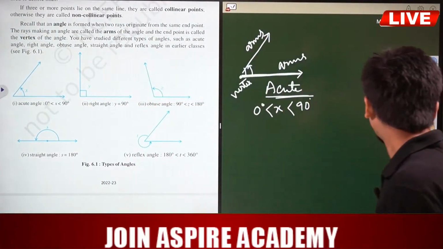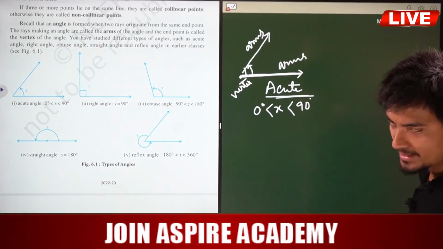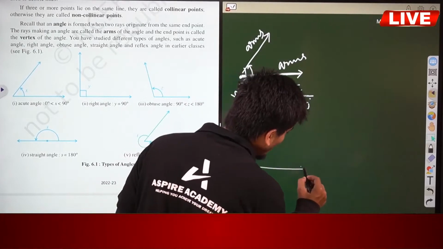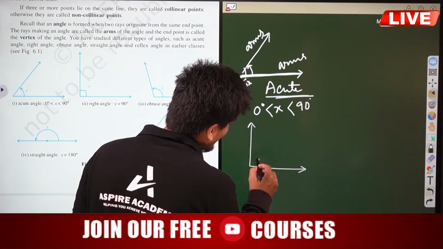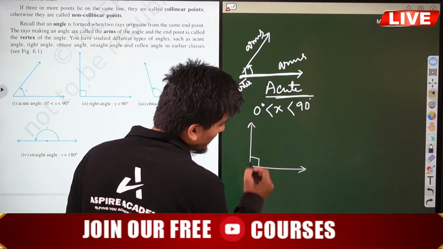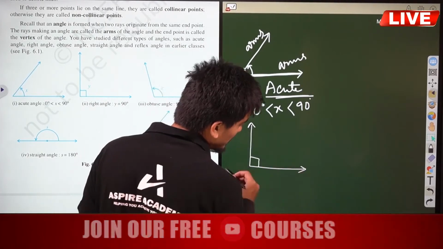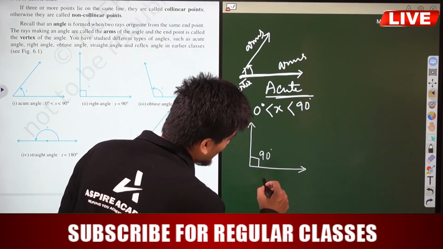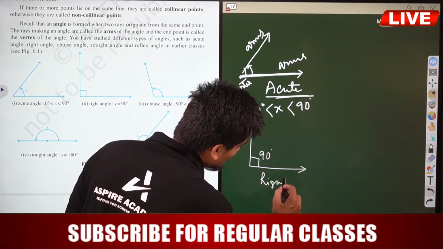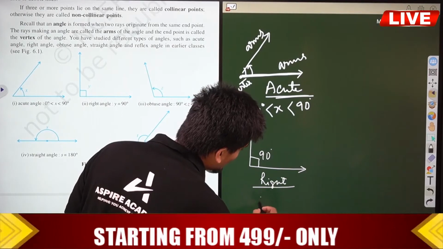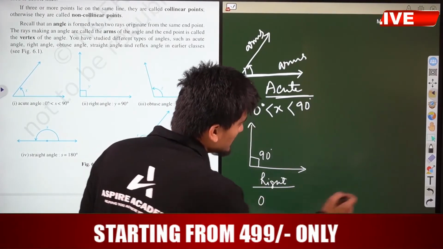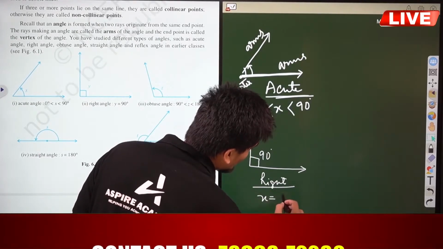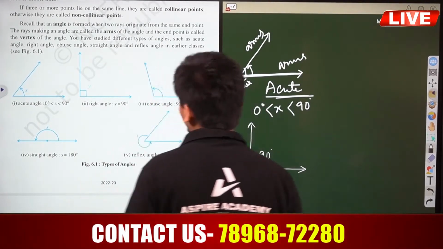Okay. Now next, you already know what a right angle is, right? From here to here it makes a perpendicular with this line. So this is 90 degrees. So for a right angle, x is equal to 90 degrees, right?